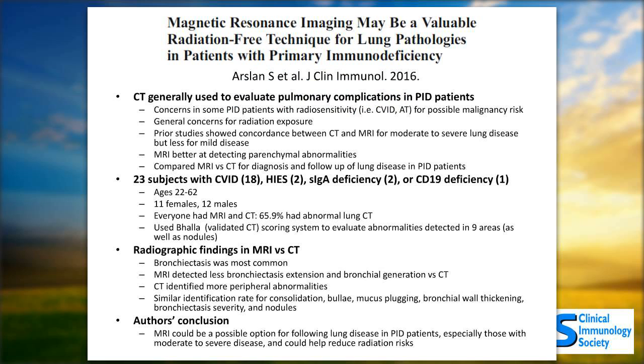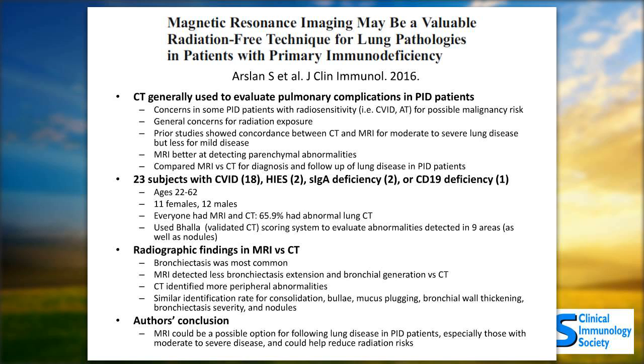So as you all know, we generally use CAT scans to evaluate for pulmonary complications in our PID patients. However, there are definitely concerns in some of our patients who have radiosensitivity. For example, our CVID patients and ataxia telangiectasia patients who might be at risk for possible malignancy due to the radiation, as well as general concerns for radiation exposure. Some prior studies have shown some concordance between the CAT scans and the MRIs for picking up moderate to severe lung disease, but some differences for picking up milder pulmonary disease.